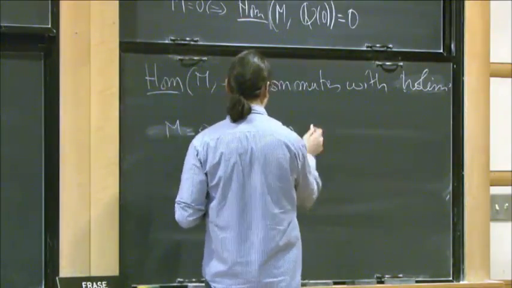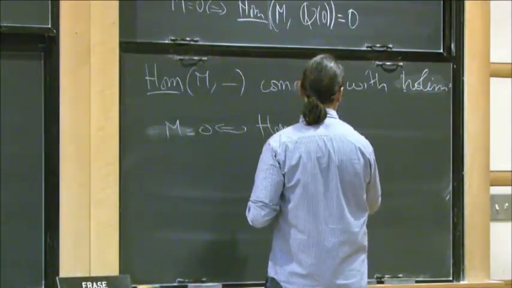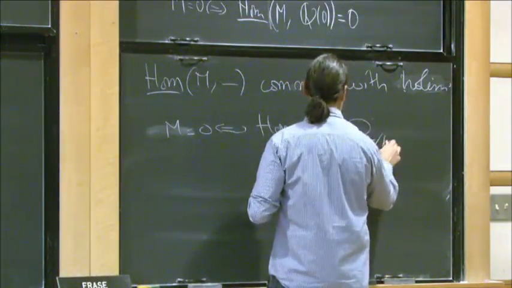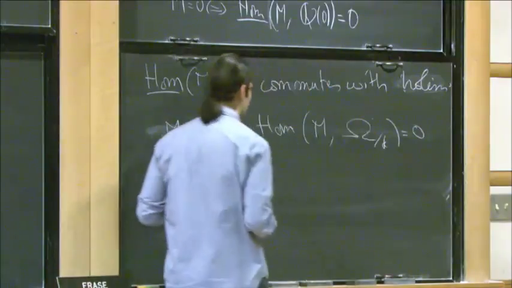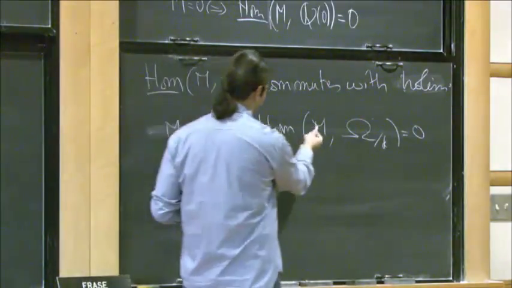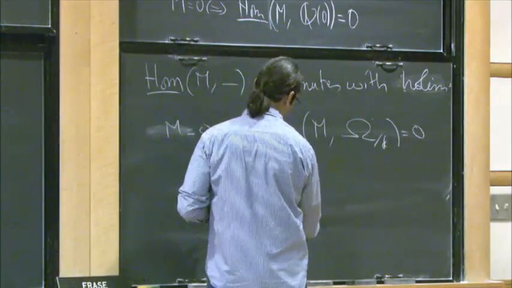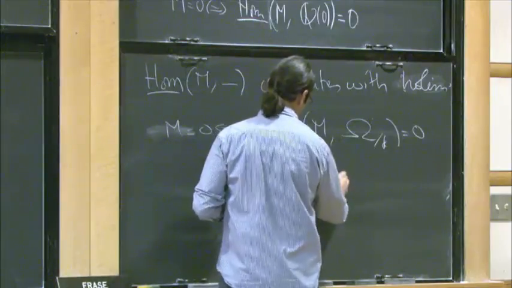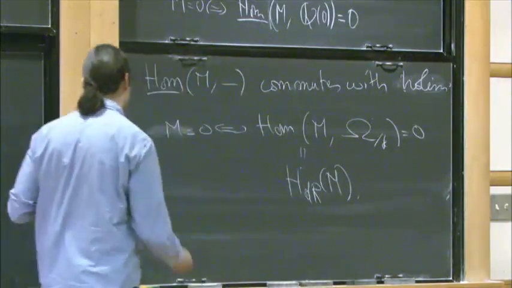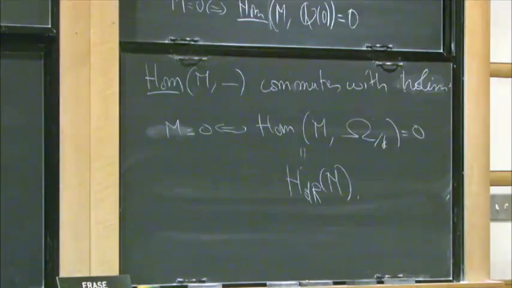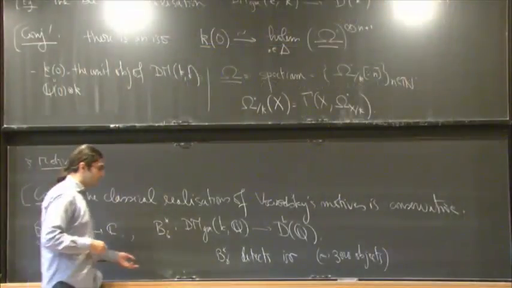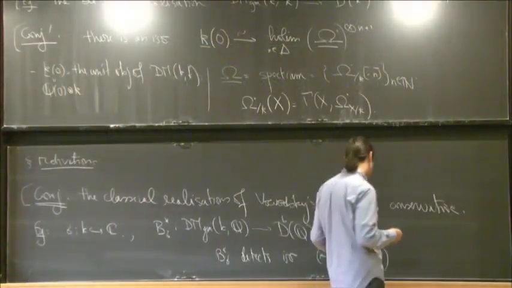So here there's some work to be done, but essentially we get this, and this is exactly saying that the de Rham realization of M is zero. So this is why the two conjectures are linked. And I should say that I think conjecture prime is much stronger than this one. Anyway, so these are the motivation.